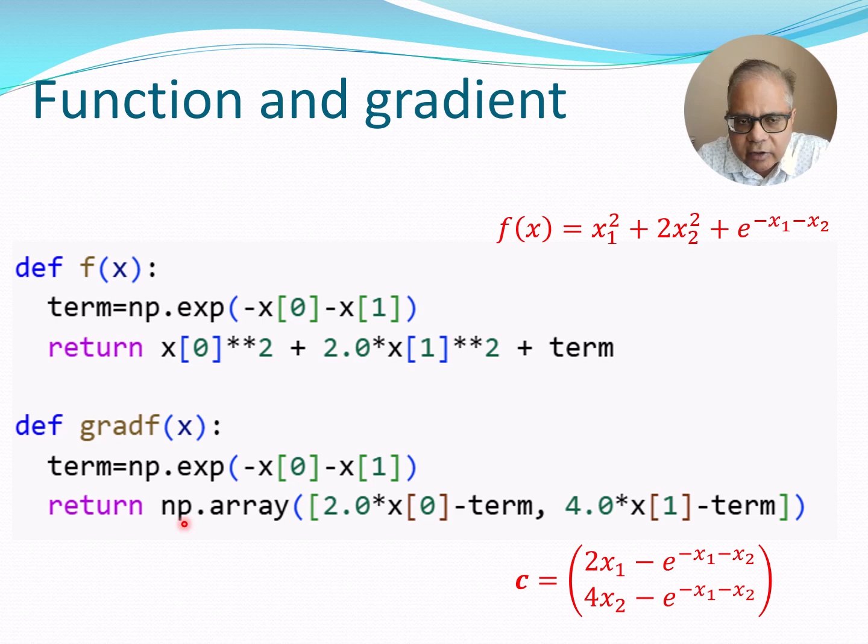Now let's look at the gradient vector. So this is a vector given here. It's obtained by taking partial derivatives of f with respect to x1 and x2. And then I put it in this function here. So you can see it returns to me this term 2x1 minus e to the power minus x1 minus x2 and 4x2 minus e to the power minus x1 minus x2. These are coded in here. Again, the term here refers to e to the power minus x1 minus x2.